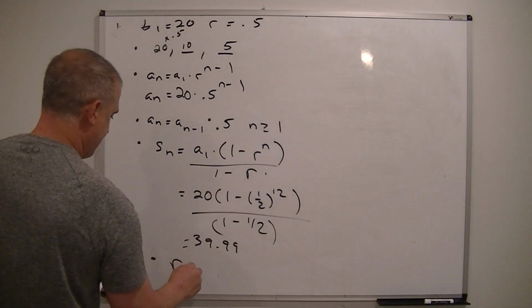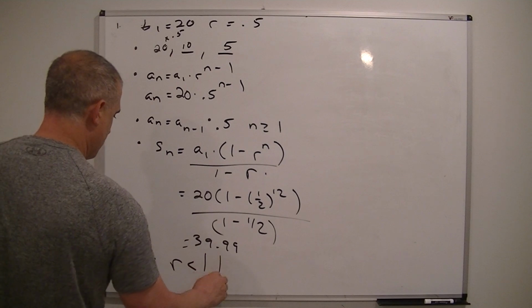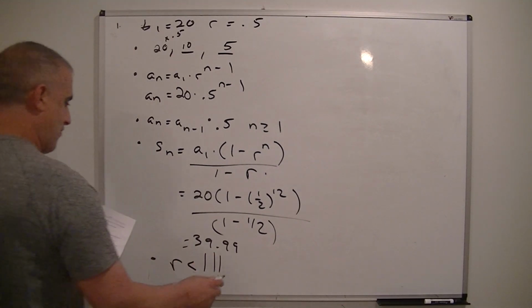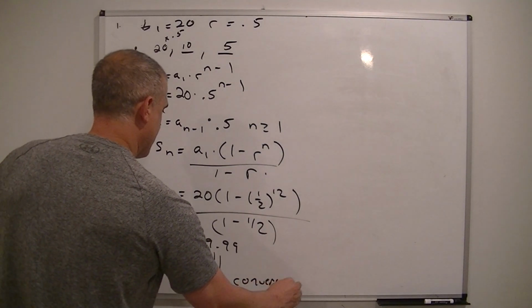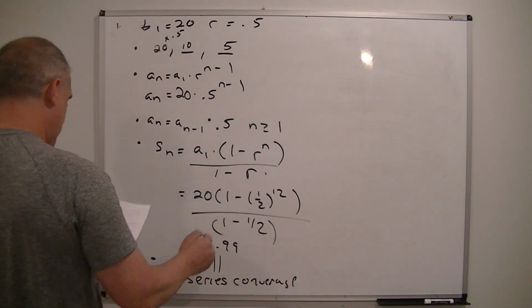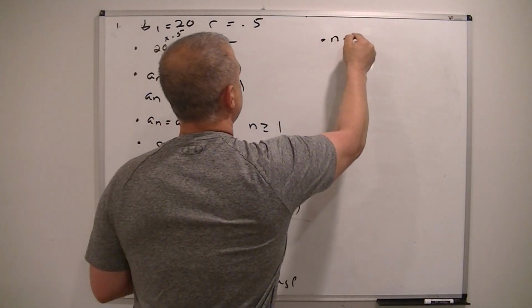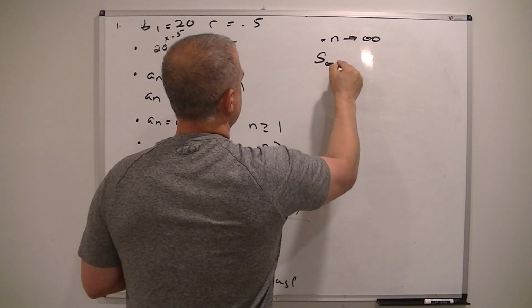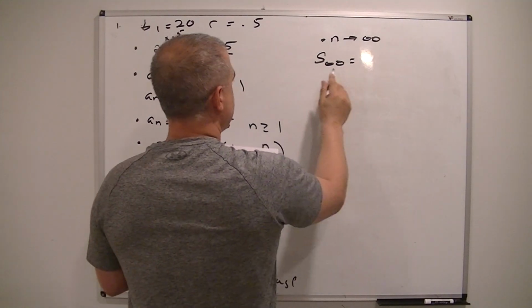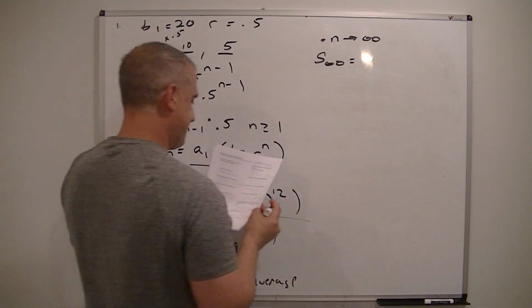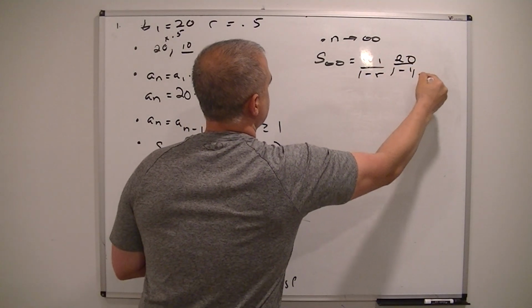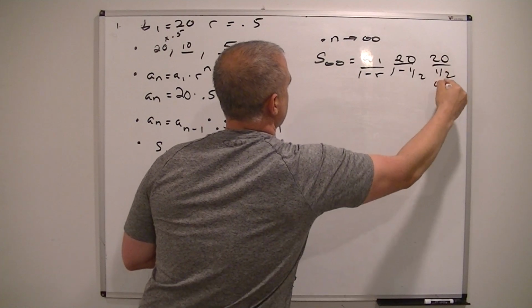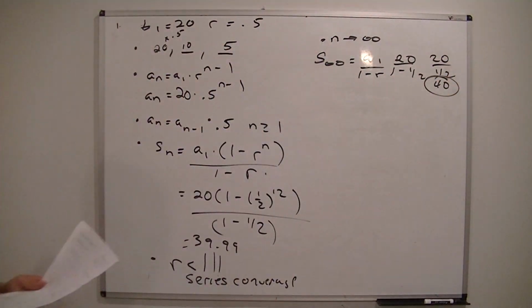Okay, if your r is less than the absolute value of 1, then the series will converge. All right, the series will converge. And the next question was that idea as n approaches infinity. Well, there is a formula for that, which basically says for an infinite series, your first term divided by 1 minus your rate, so 20 divided by 1 minus 1/2, so 20 divided by 1/2 would actually be 40. So that's actually going to be your limit there. Make sure you guys are getting all that in there.